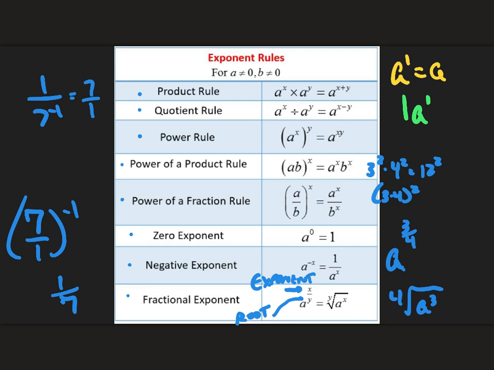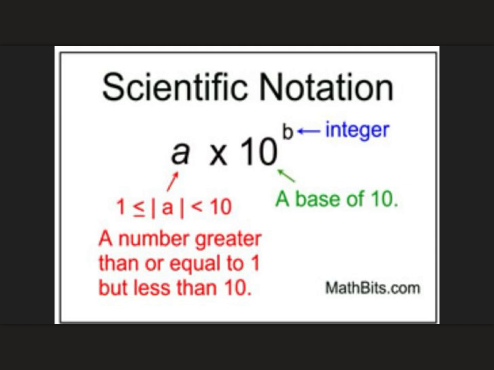It's redundant. And finally, scientific notation. Scientific notation is a way of writing exponents, but you're dealing with base 10. So your a part, also called the base, ironically, has to be between 1 and 10. It has to be greater than or equal to 1, but less than 10. It can't be bigger than 10. It can't equal 10. Must be less than 10.